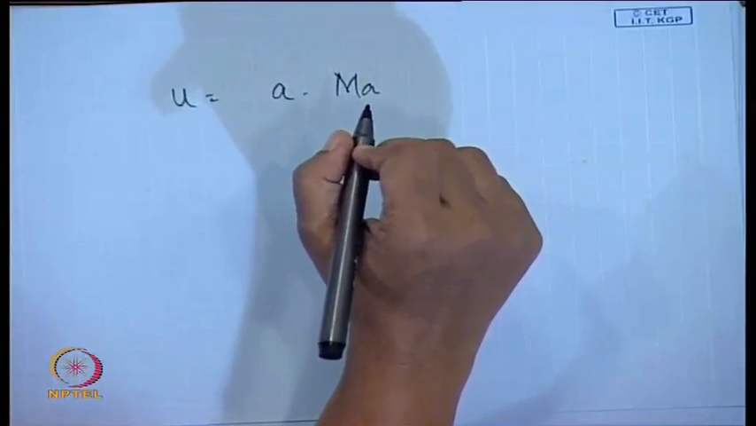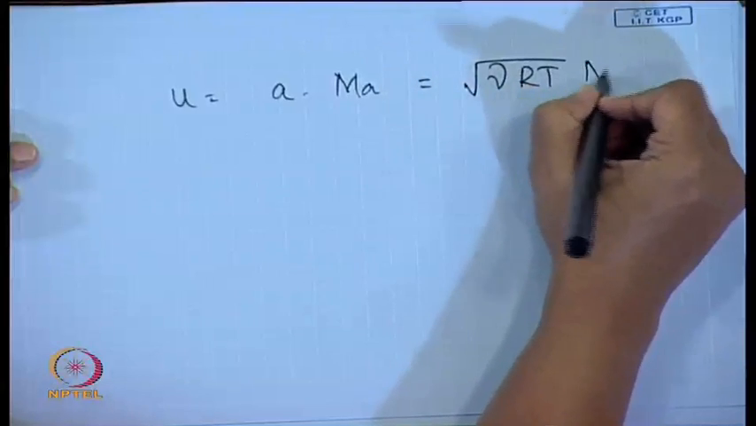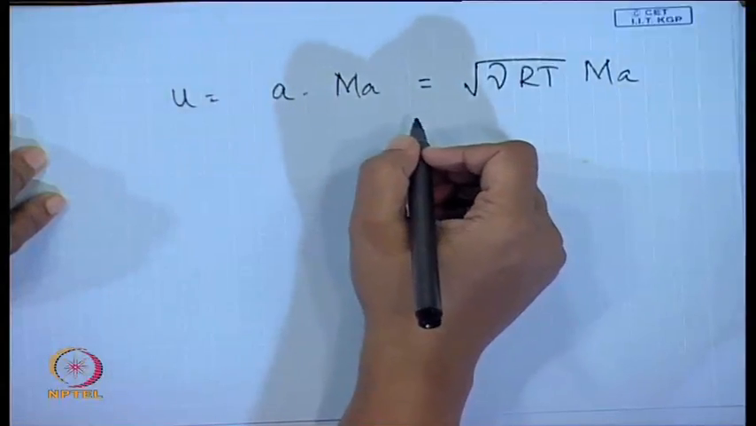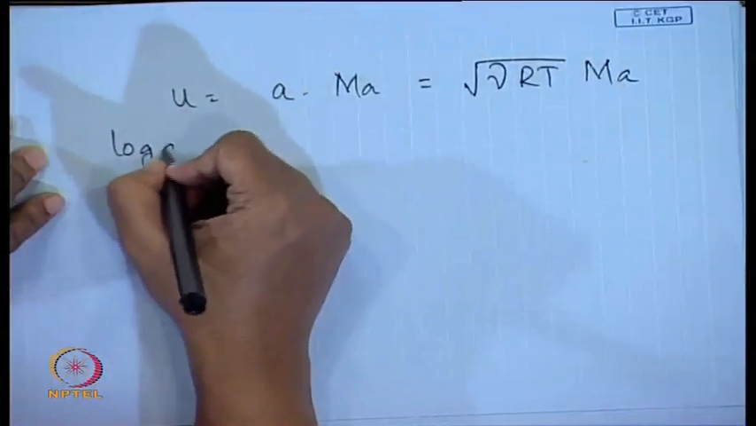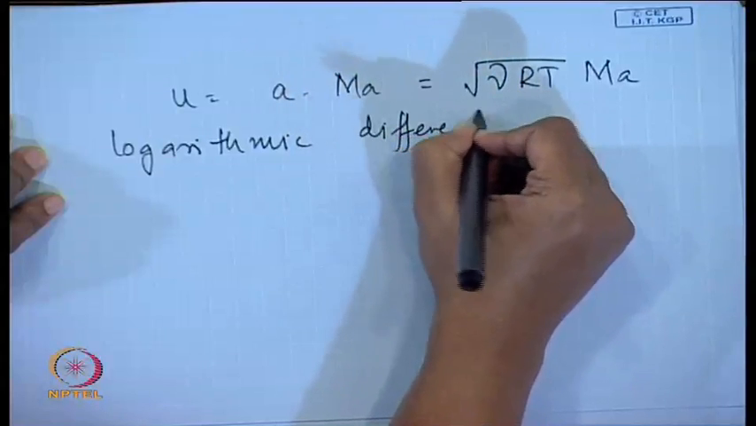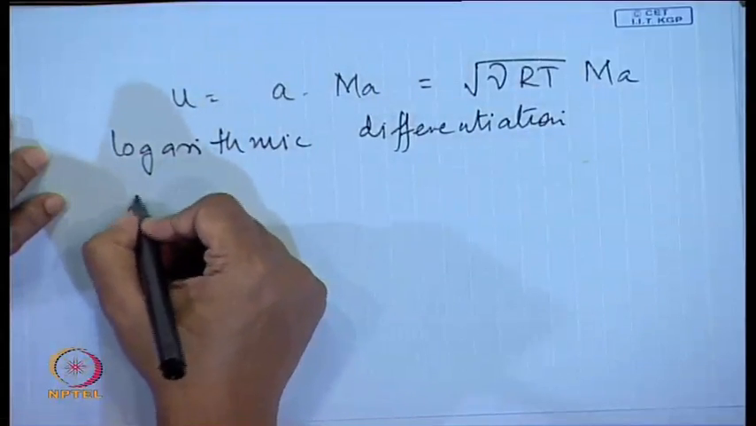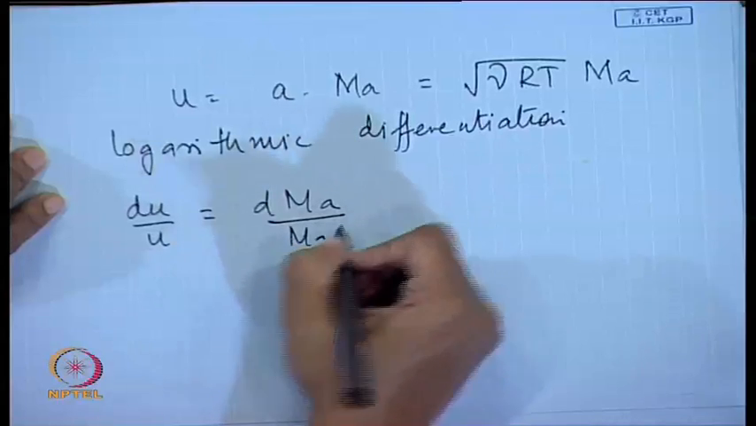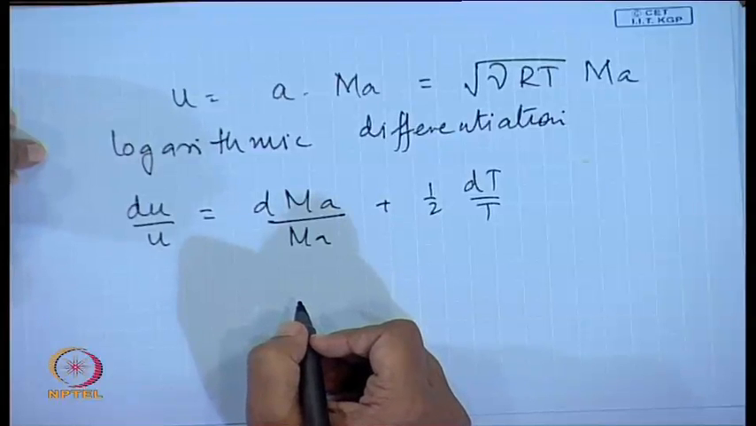Okay. Now, again, this can be written down as root over gamma R T into Ma. Fine. Now, again, if we take the log of both sides and perform the logarithmic differentiation, what do we get? We get du by u equals dMa by Ma plus half dT by T, isn't it?